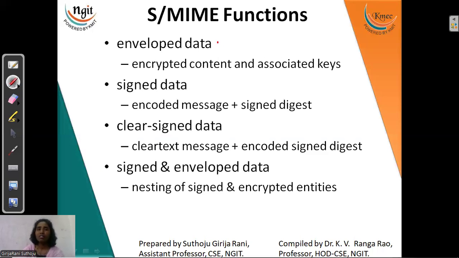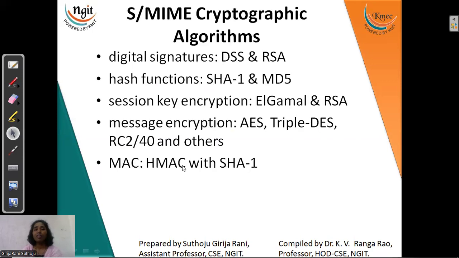The functions we are going to see here are that we can encrypt the data, we can sign the data, and we can send clear text with the encoded signing. We can send signed data, and we can envelope data, all the data entities together. So there are a few advantages compared with MIME. Even though we are providing security, we can send clear data whenever we require.